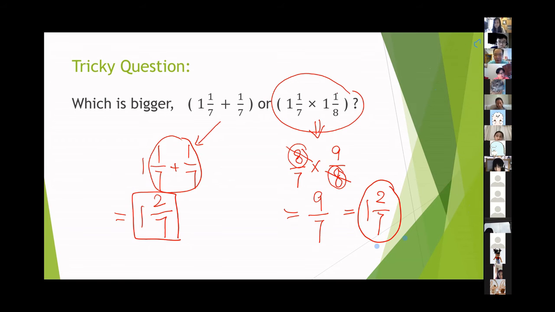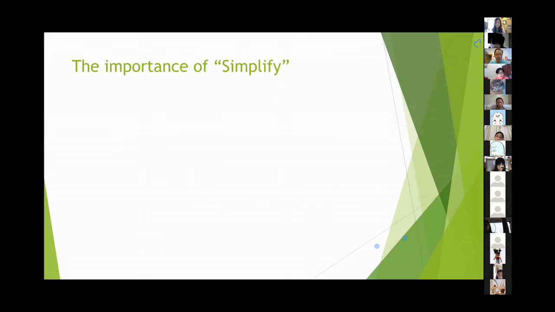Especially when you are multiplying some number which is smaller than 1. Okay, this will make the number even smaller. Okay, maybe next time I'll show you later. Okay, so again, these two parts actually are equal. Not the right one, not the left one, but they are equal. Okay. Oh, next question. Again, I would like to show you the importance of simplifying.